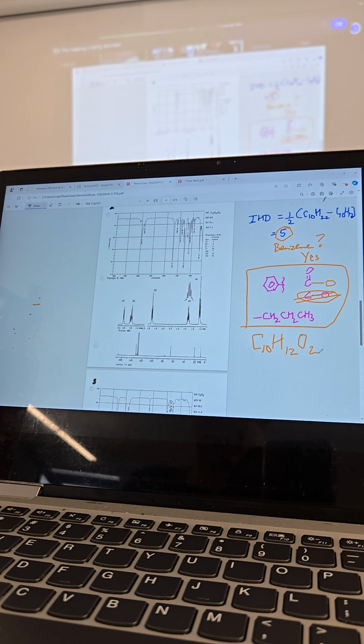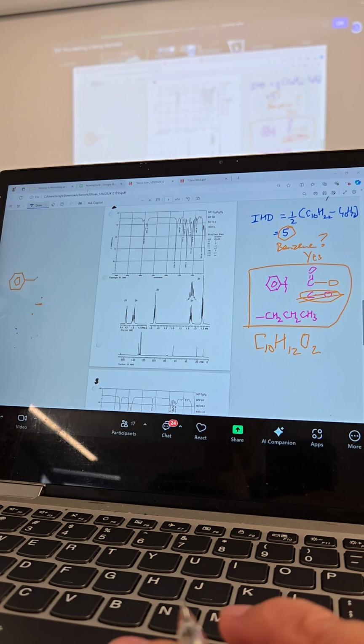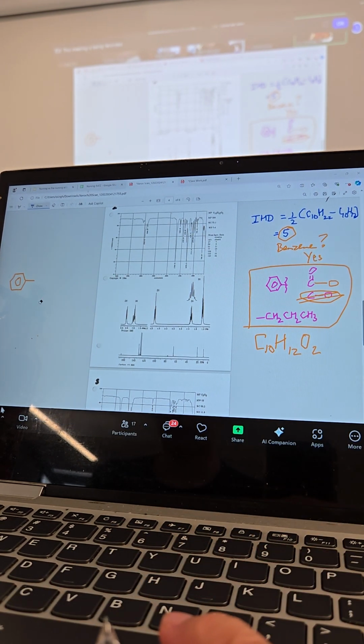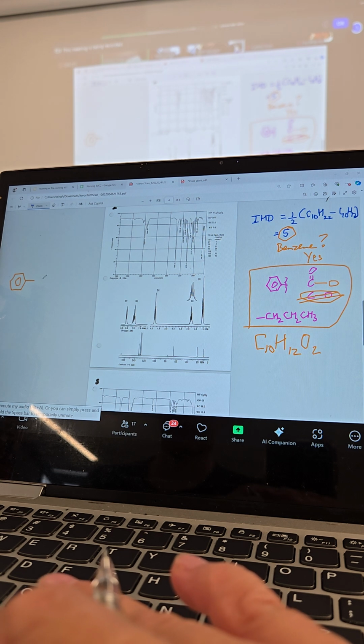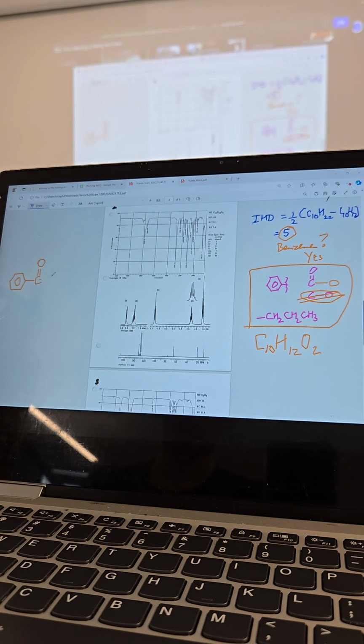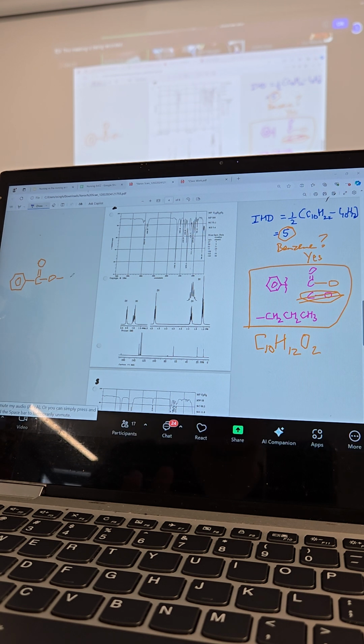I'm starting with benzene. What should I add? I think the O. Anybody? C double bond O and then an O. Okay, so Eric is saying C double bond O, and then O, and then comes the propyl group. That's okay. Was there another way you could have put these pieces together?